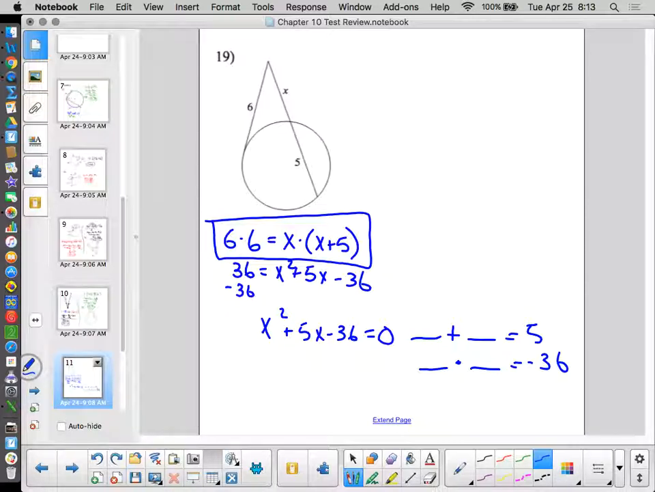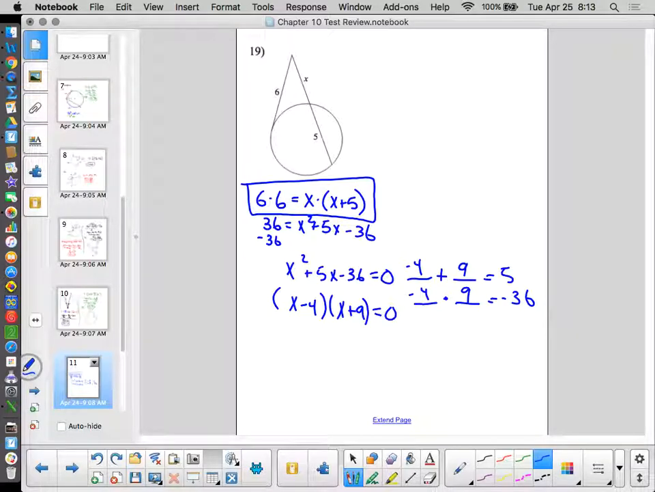Let's think of the factors of 36. If you're stuck, think of the factors of 36. That's 36 times 1, right? That's not going to give me a 5. 18 times 2 is not going to give me a 5. 3 times 12, yeah. And 4 and 9, okay. I was almost there. 4 was my next one, right? So it's got to be negative 4 and 9. So this factors into x minus 4 times x plus 9 equals 0.